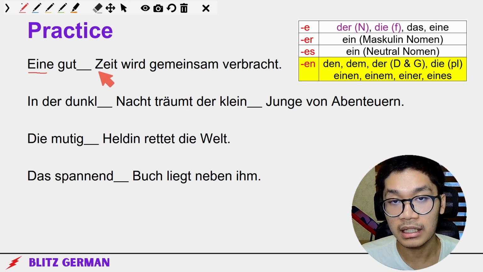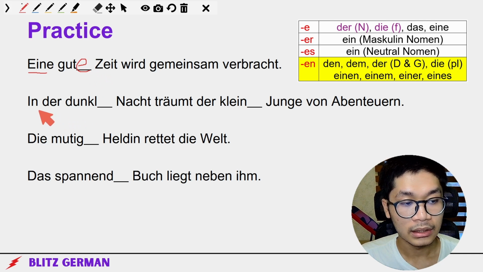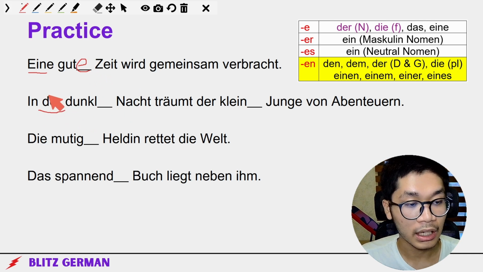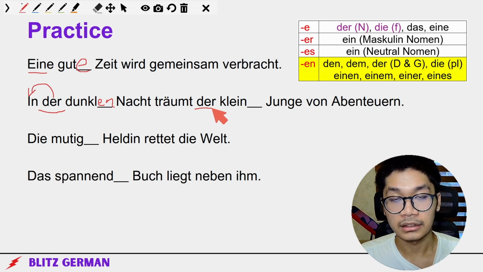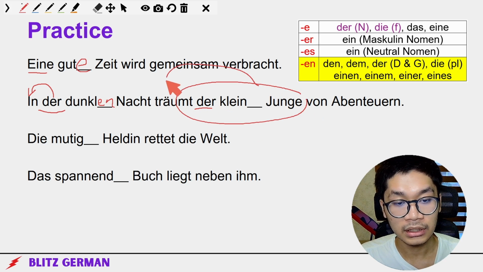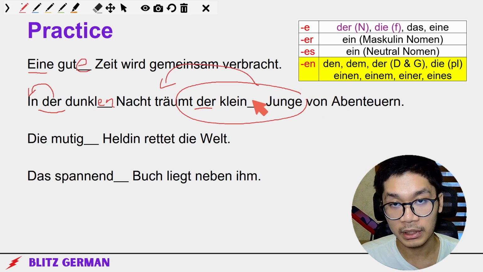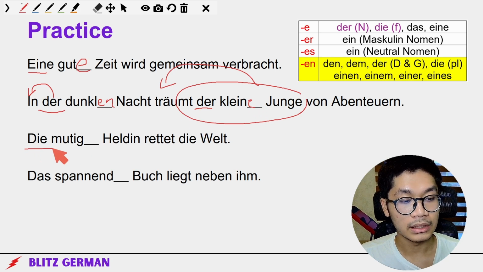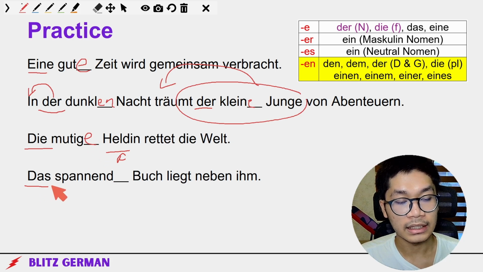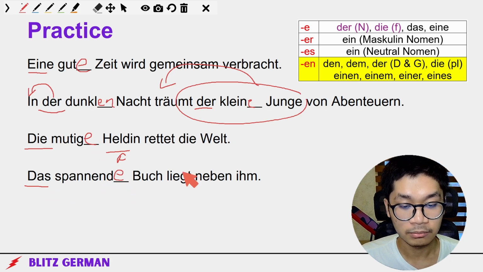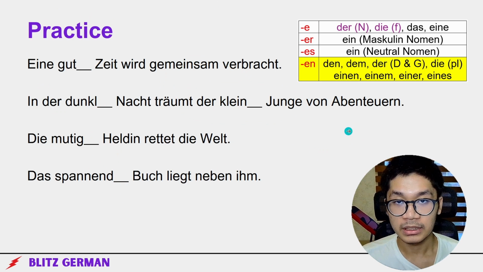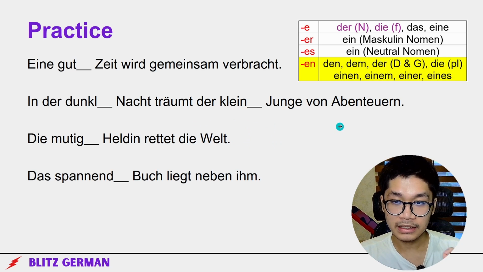Look, eine, das eine, a. There, think of casus. Casus here, dative, so an. There, think of casus. Der Junge träumt, so this is nominative, a. Die, think of feminine or plural. This is feminine, so a. Die Idee, das eine, a. Right? Easy, right?